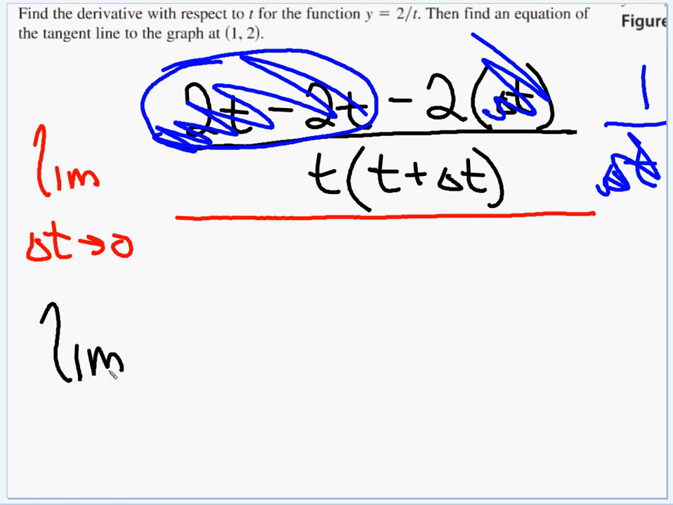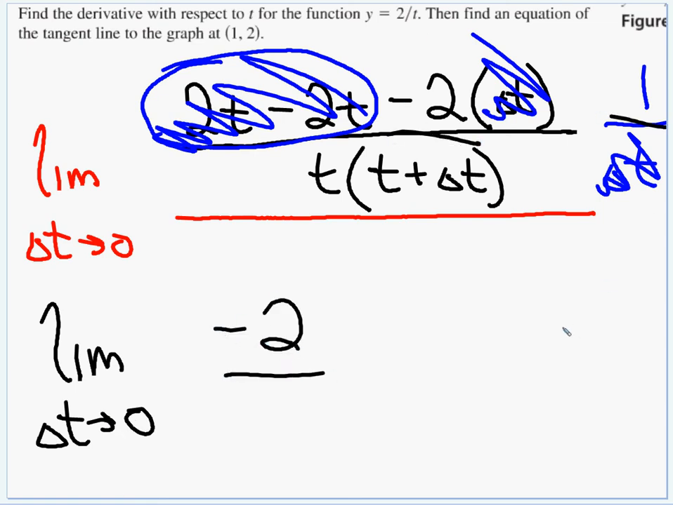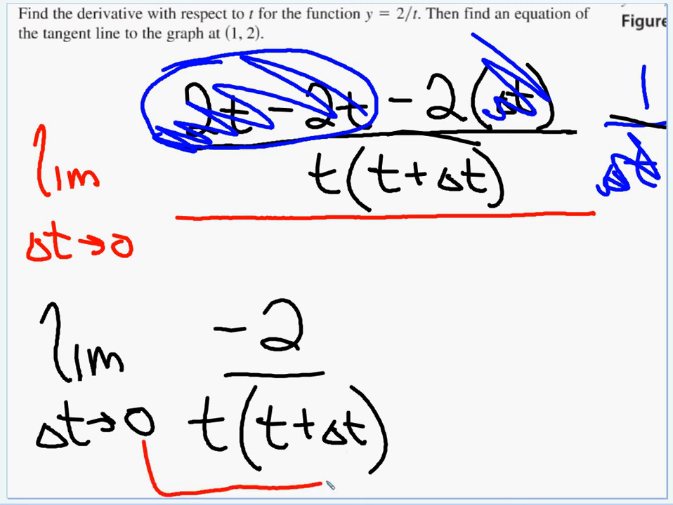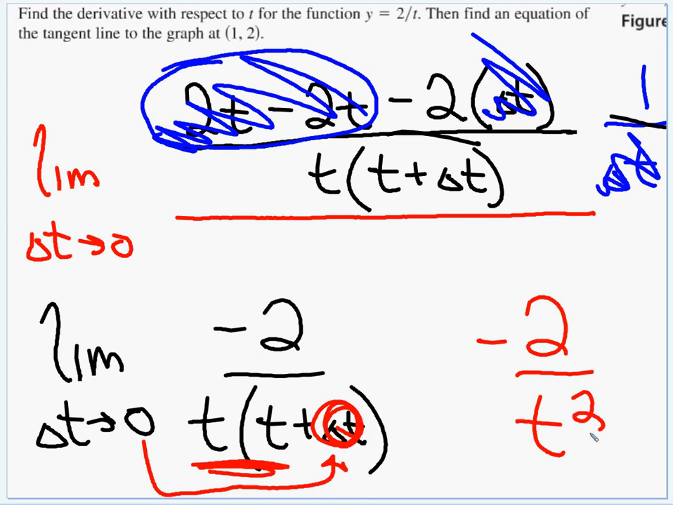So in this next step, we can let our delta t go to 0. Let's see what we're left with. -2 is the only thing left in the numerator, and then we have t times t plus that delta t. So delta t turns into a 0. That zeroes out. So t plus 0 is t. So downstairs we have t times t. -2 over t squared is our derivative.